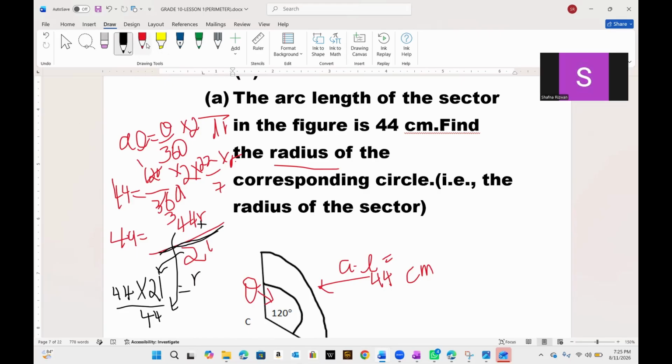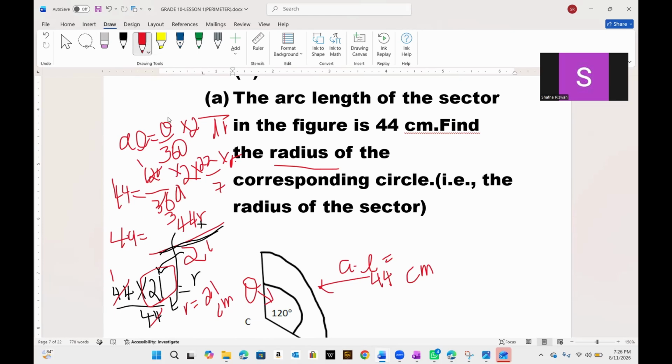We have to cancel this off. 44 bottom and top, divided by 44 one times. Then what is remaining here? Only 21 is remaining. So R becomes equal to how much? 21 centimeter. Did you all understand? R will become equal to 21 centimeter. Okay, that's how you all have to do.